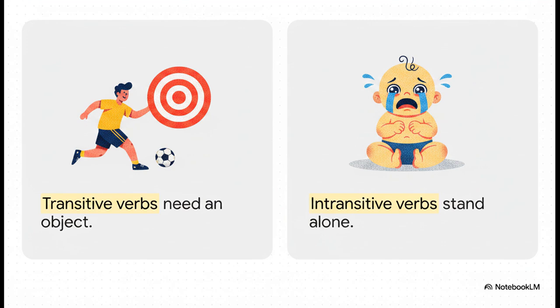Now let's talk about a quick but absolutely crucial structural distinction: transitive versus intransitive verbs. Transitive verbs absolutely need a target, an object, to make any sense. If I just say, Ahmed kicked, you're automatically going to ask, well, kicked what? The answer is the object. He kicked the ball. Intransitive verbs, on the other hand, are strong enough to stand entirely alone. The baby cried. We don't need an object here. We don't ask cried what. It makes perfect sense all on its own.